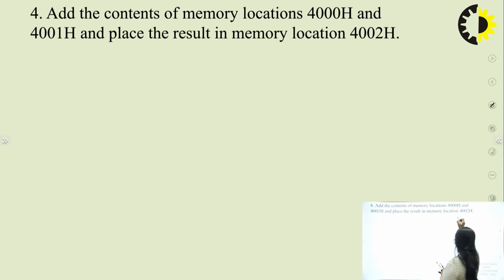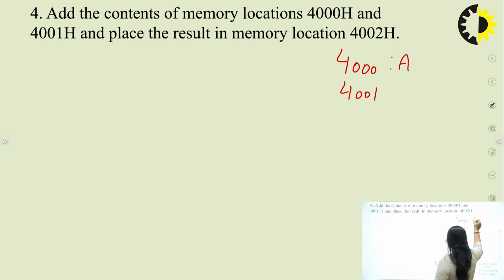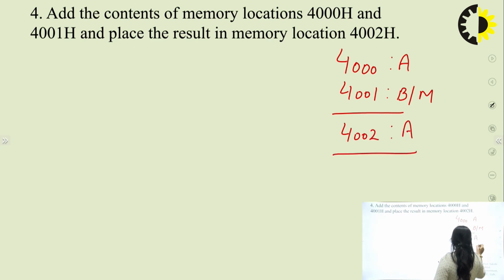First, take the numbers, load the data from addresses 4000 and 4001. Obviously, you should have one of the numbers in the accumulator. Another number can be in a register. It can be in memory. Then add the numbers and at location 4002, you have to display the result. Just remember, the result will be in the accumulator, which you have to display at location 4002.